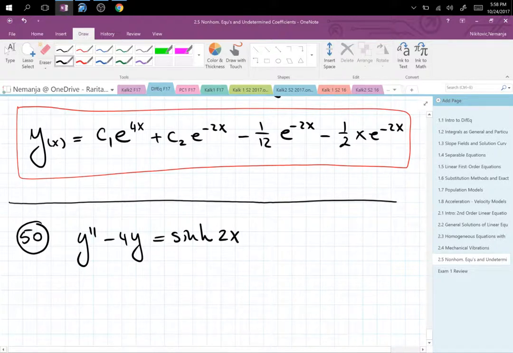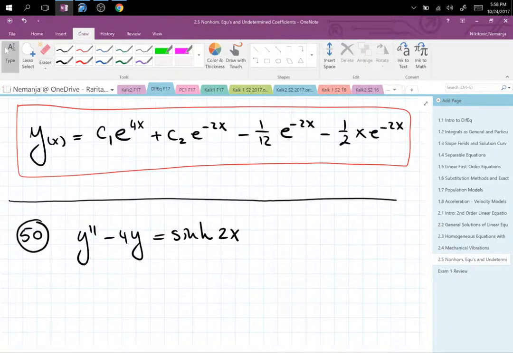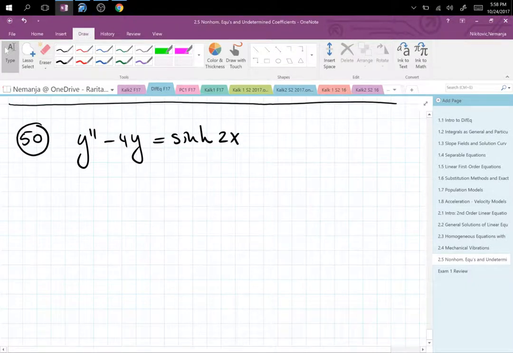Beautiful, right? So you know what to do. R squared minus 4 equals 0. Let's go, while we're still young.